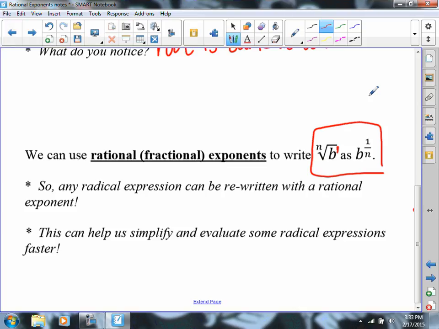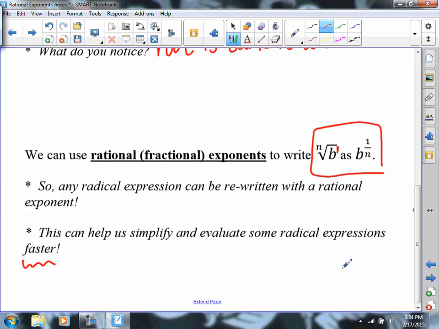And the reason we do this is because sometimes it's easier and faster to type these into your calculator, or to simplify them when they're fractional exponents instead of crazy roots. Now it's personal choice. They mean the same thing. If you take the nth root of b, that's the same as doing b to the 1/n power. So if you like the radicals, that's fine. You can type radicals into your calculator. If you like the fractional exponents, that's fine too. You're going to get the same answer.